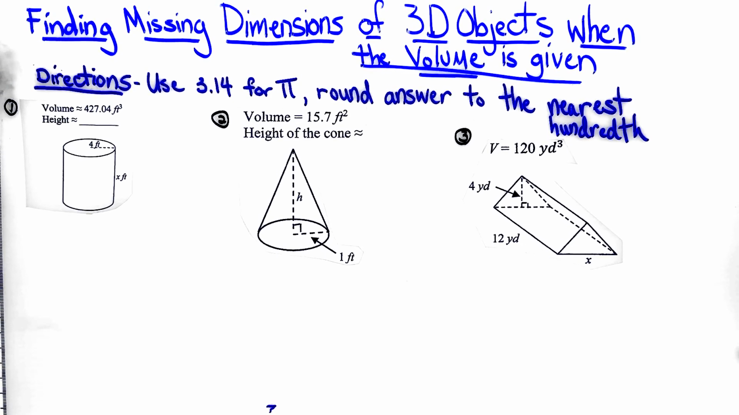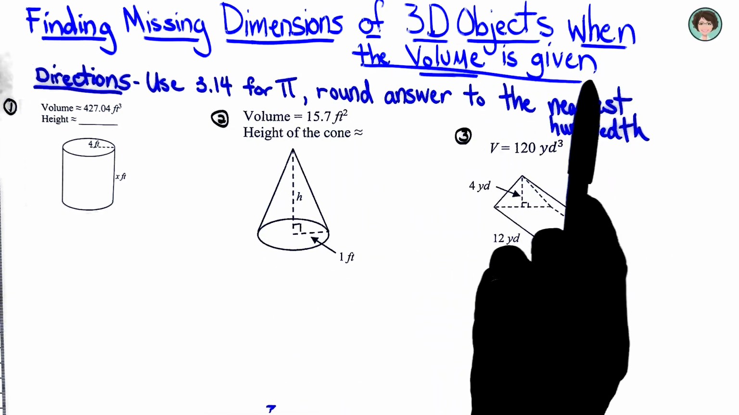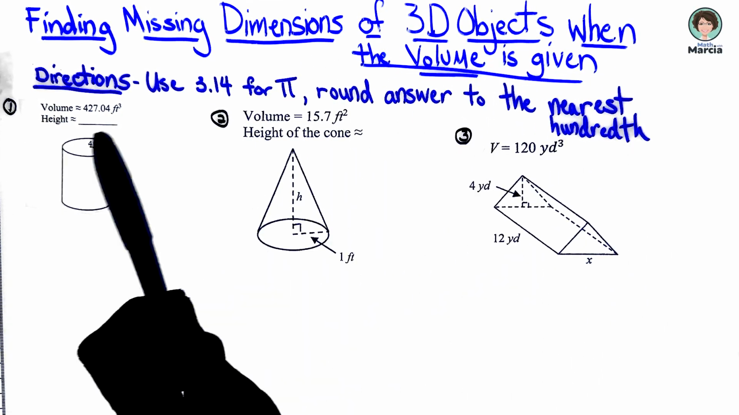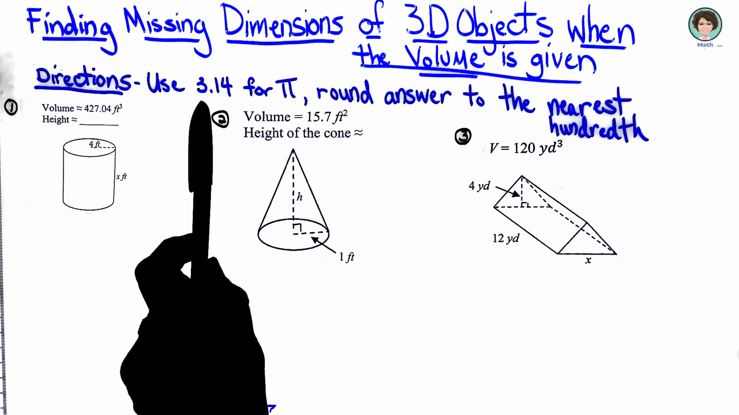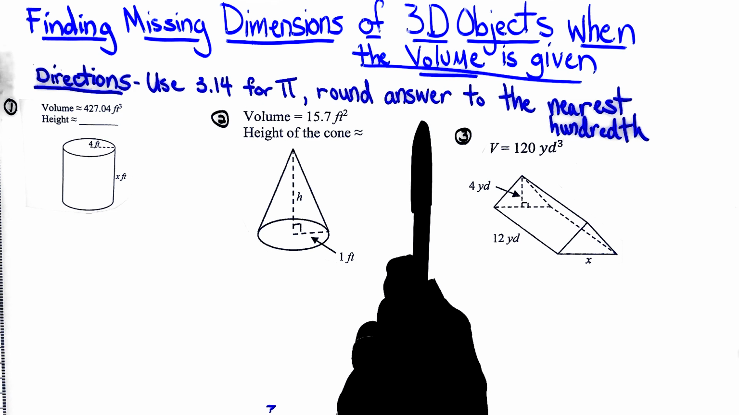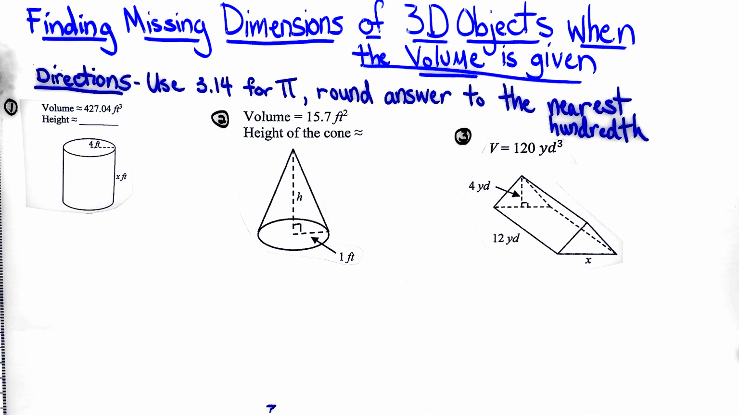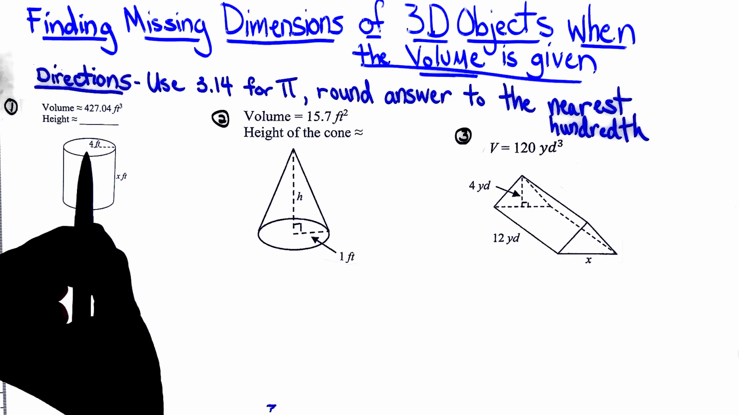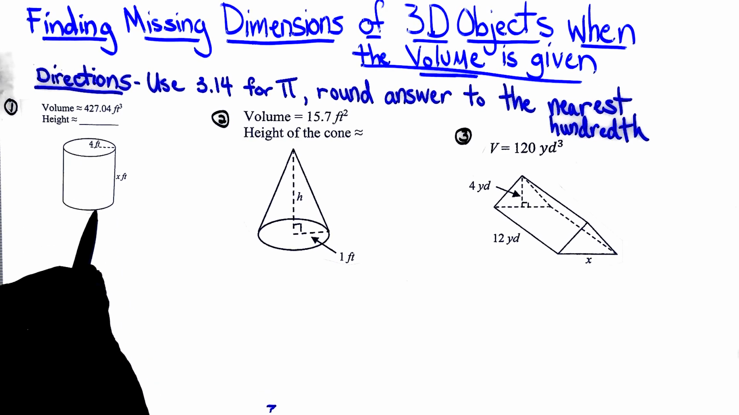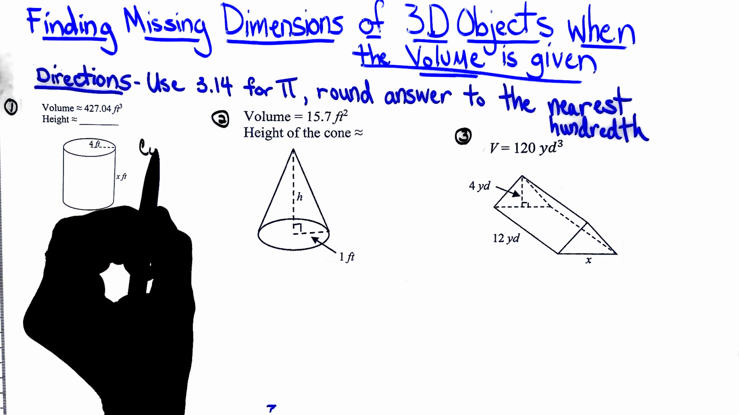In this lesson, we are going to be finding missing dimensions of 3D objects when the volume is given. Our directions ask us to use 3.14 for pi, and if necessary, round our answer to the nearest hundredth. Well, let's identify what our shapes actually are. For the first one, I see that it has a base that's circular, and they are both circular, so I know that this is a cylinder.